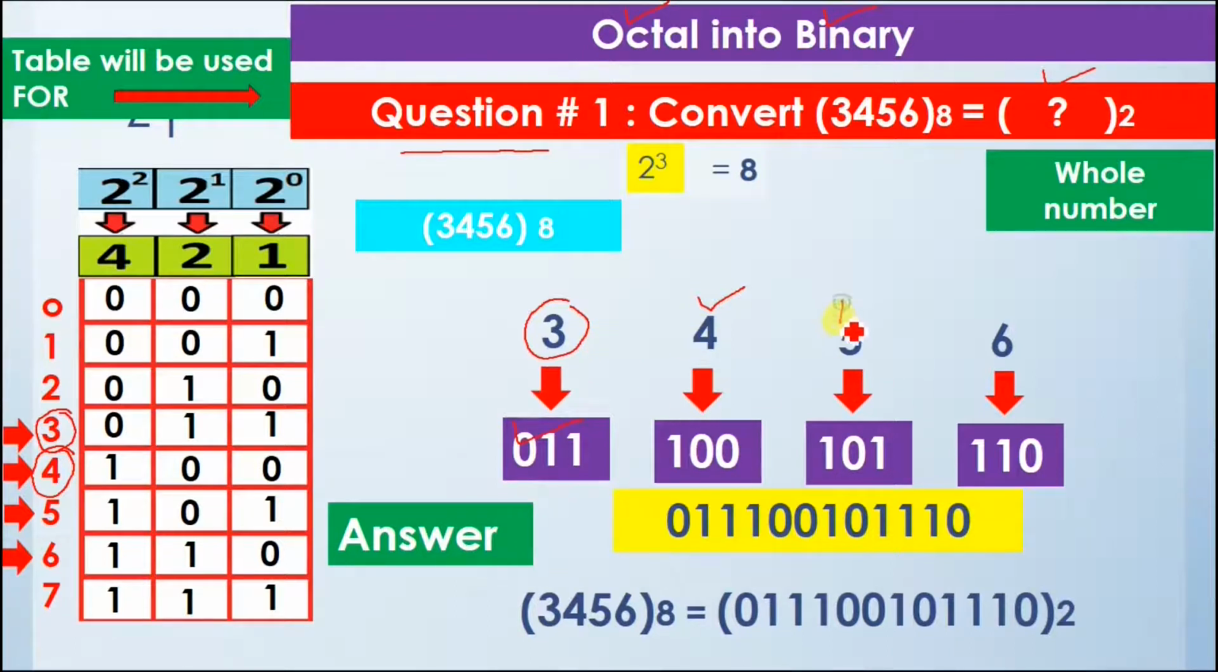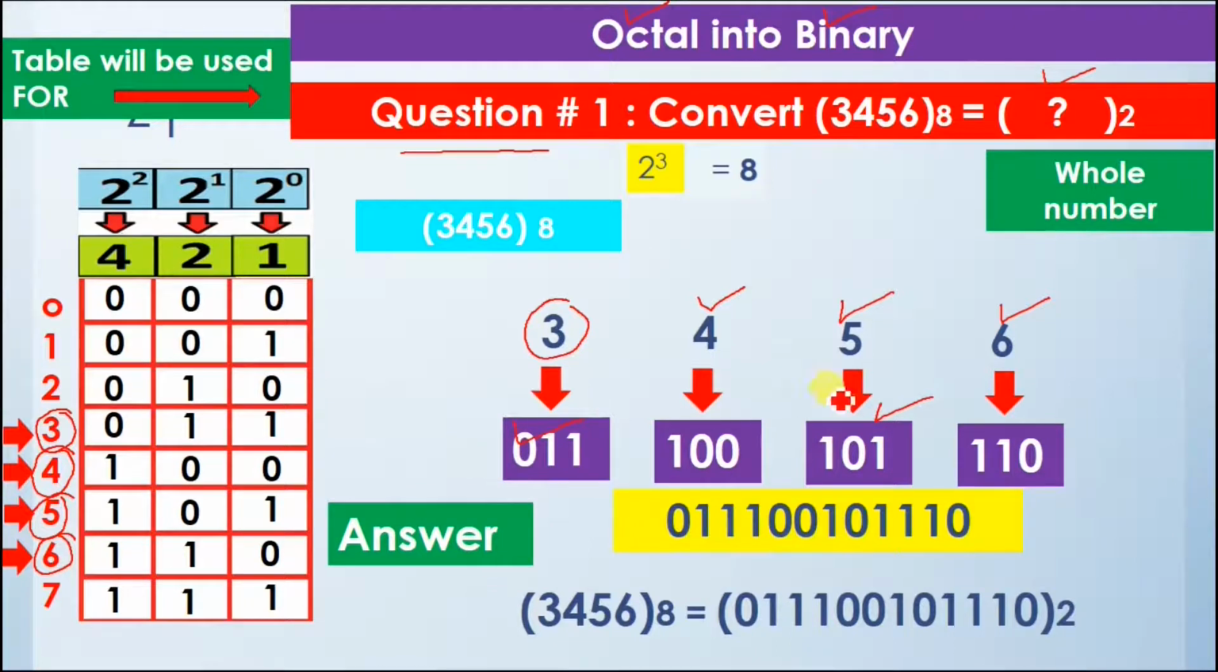Next we will look at the value of 5, and we will find 5 in the table. So here is 5 in the table, and 5 is equal to 101 in binary. So we write 5 as 101. Next we look at the value of 6, and if we go to the table, we can find 6 here, and 6 is equal to 110 in binary. So we write 6 as 110.